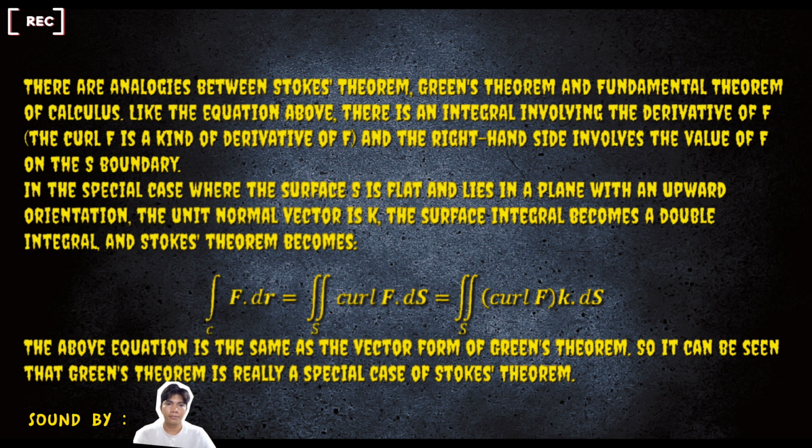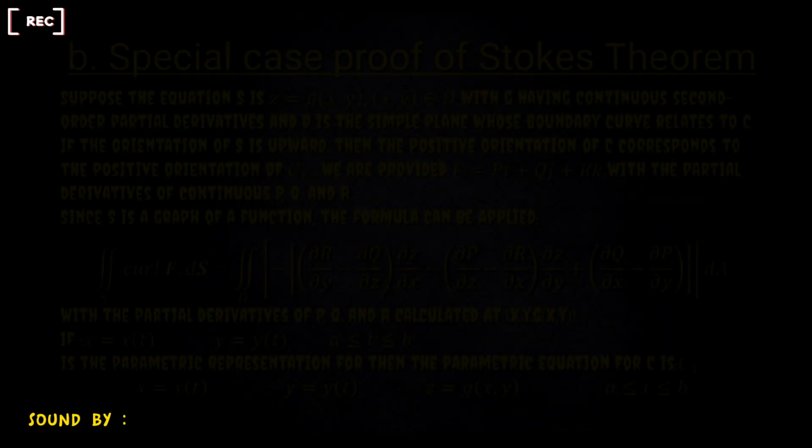In this special case, where the surface S is flat and lies in a plane with an upward orientation, the unit normal vector is k. The surface integral becomes a double integral, and Stokes theorem becomes the integral over C of F dR equals the double integral over S of curl F dS, equal to the double integral over S of curl F dot k dS.